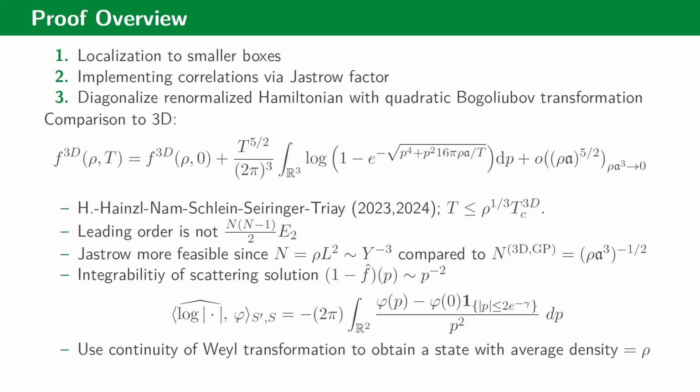More differences in 3D. So I told you this intuition that the leading order should be just the two-body energy times the number of pairs you have. This is true in 3D. It's not true in 2D. So here you have to be a bit more careful in 2D.